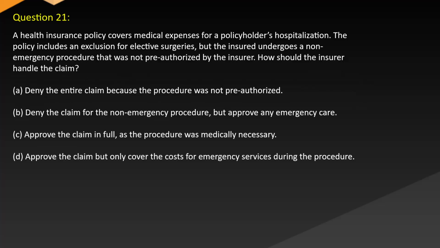Question 21. A health insurance policy covers medical expenses for a policyholder's hospitalization. The policy includes an exclusion for elective surgeries, but the insured undergoes a non-emergency procedure that was not pre-authorized by the insurer. How should the insurer handle the claim? A. Deny the entire claim because the procedure was not pre-authorized. B. Deny the claim for the non-emergency procedure, but approve any emergency care. C. Approve the claim in full as the procedure was medically necessary. D. Approve the claim but only cover the costs for emergency services during the procedure.